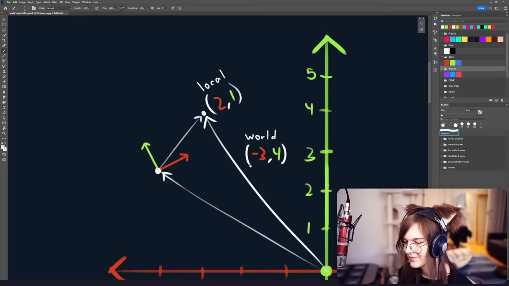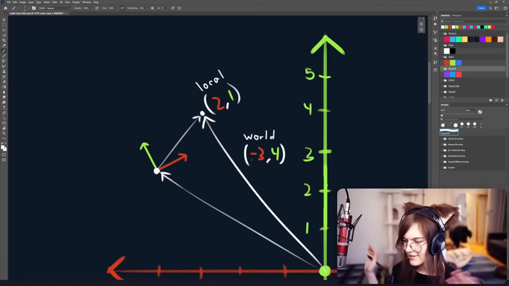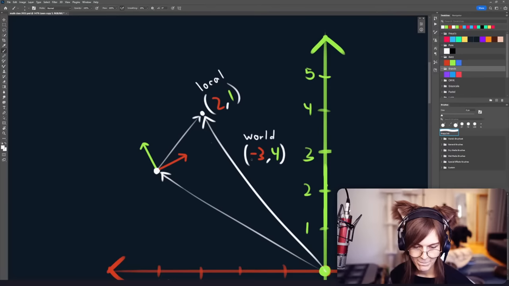Do you want me to do this in code as well, or are you fine just having the illustrated explanation? Please show in code. Okay.